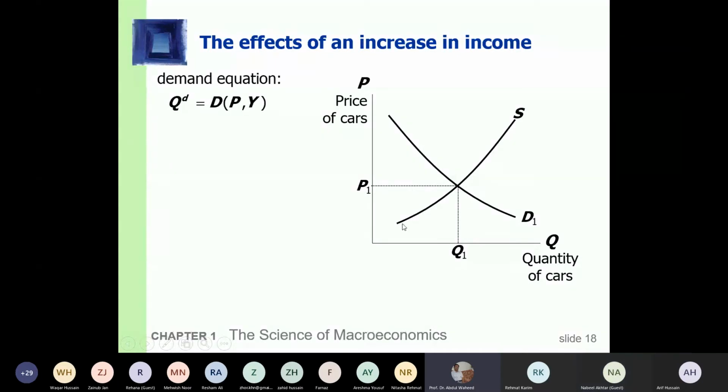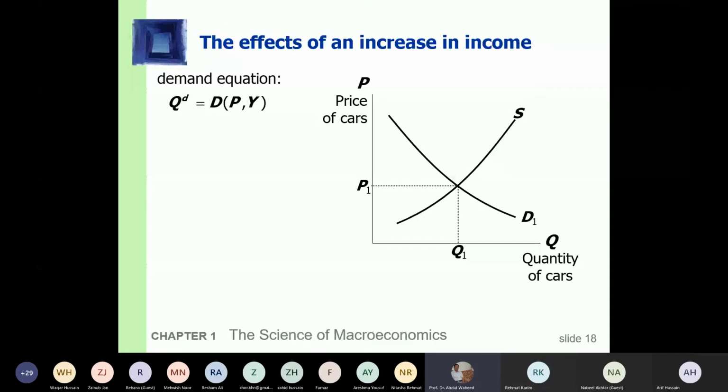What will happen to the supply curve? Will the supply curve shift to the right or left? Right, sir. The supply curve will shift to the right. Yes. Any other answer? It can move upwards, so there will be an increase in supply.